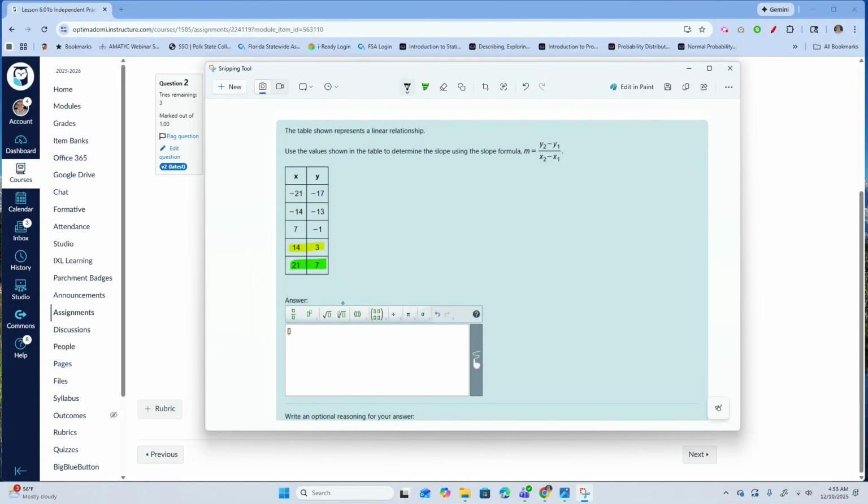Okay, and then the first row that I chose, the one in yellow, I'm going to call it X1. And the 3, I'm going to call it Y1. So it's always X1, Y1, your first row. And the second row that you chose, which is the one in green, that will be X2, Y2.